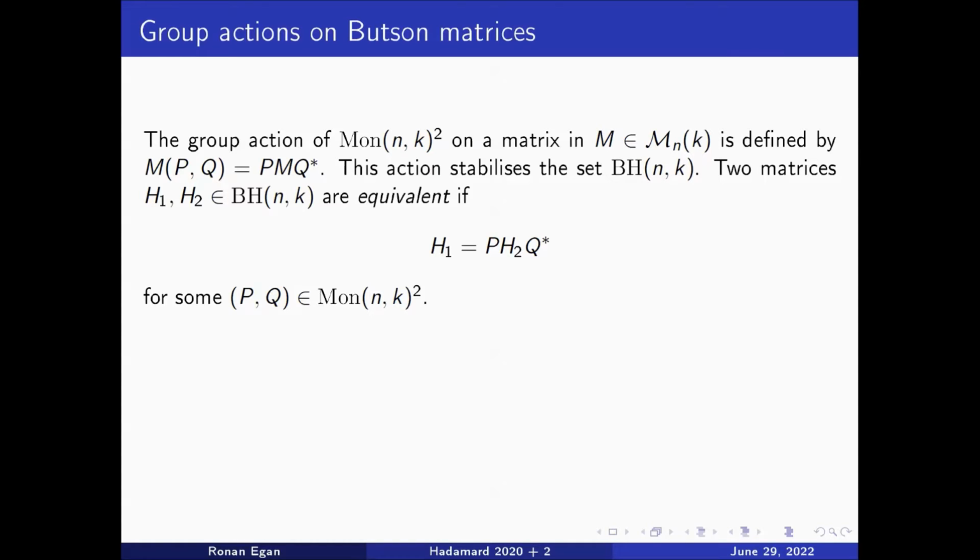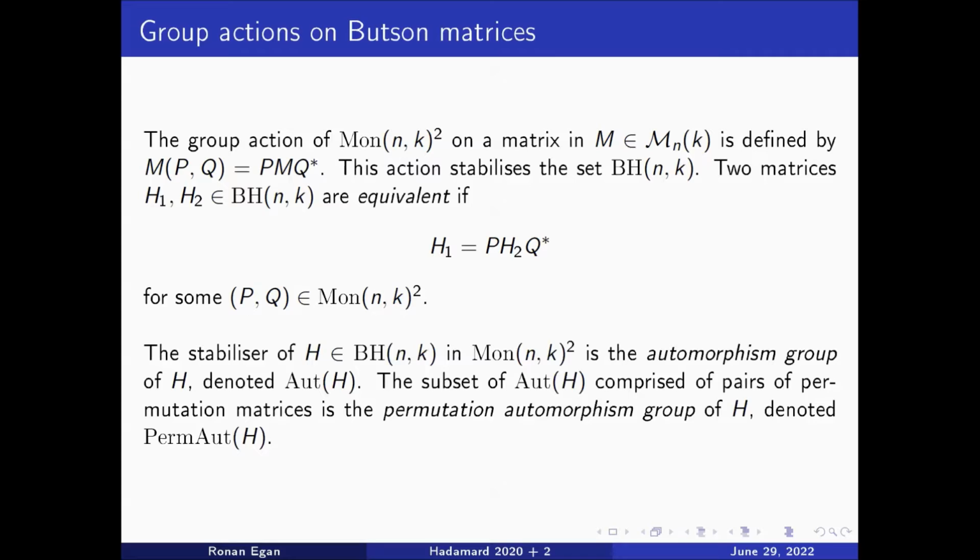And then as Santiago described, we can talk about the automorphism groups, again using this language. The automorphism group of a Butson matrix is the stabilizer of the matrix under this action. And then the permutation automorphism group is the stabilizer under the action where you restrict to permutation matrices as opposed to monomial.